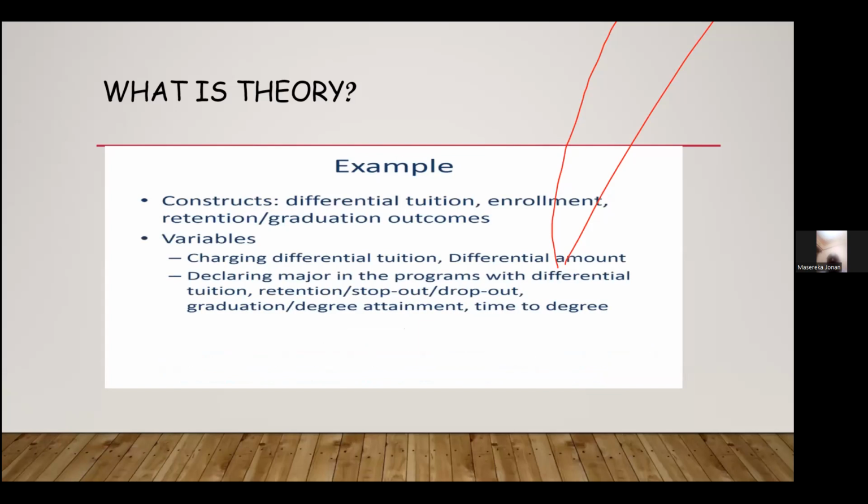We can operationalize those concepts with the variables including if program charges differential tuition and how much those additional tuition is. And we can measure if a student declares a major in the programs with differential tuition and retention, stop out, drop out, graduation, degree attainment, and time to degree as other variables.